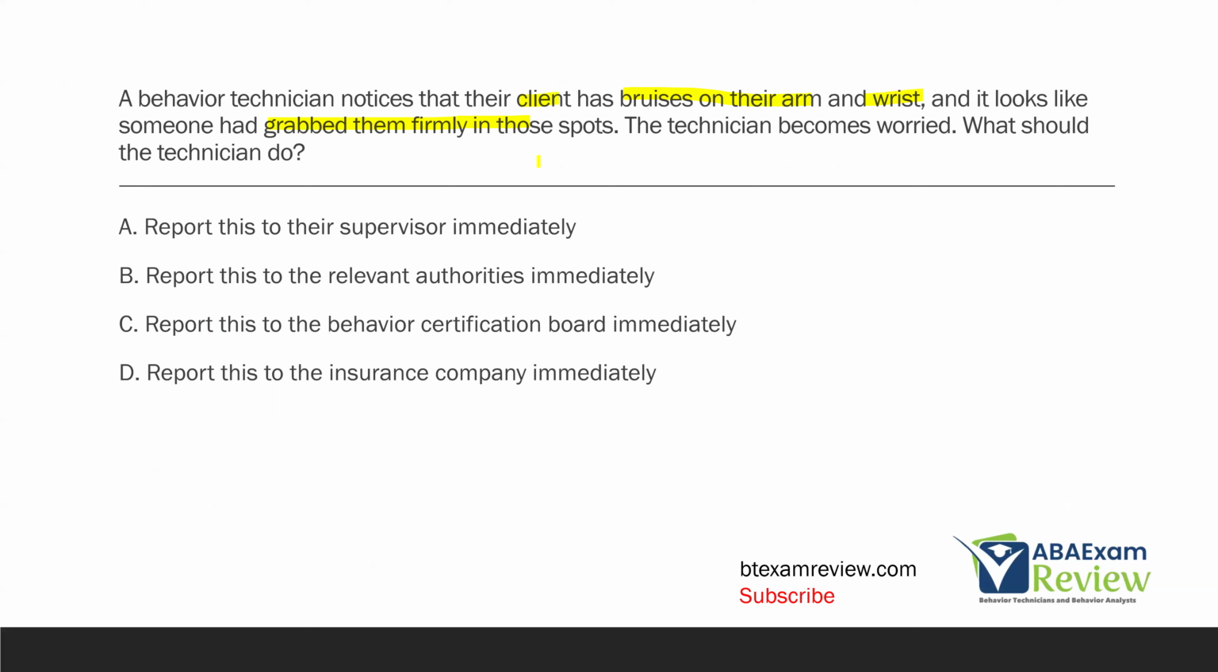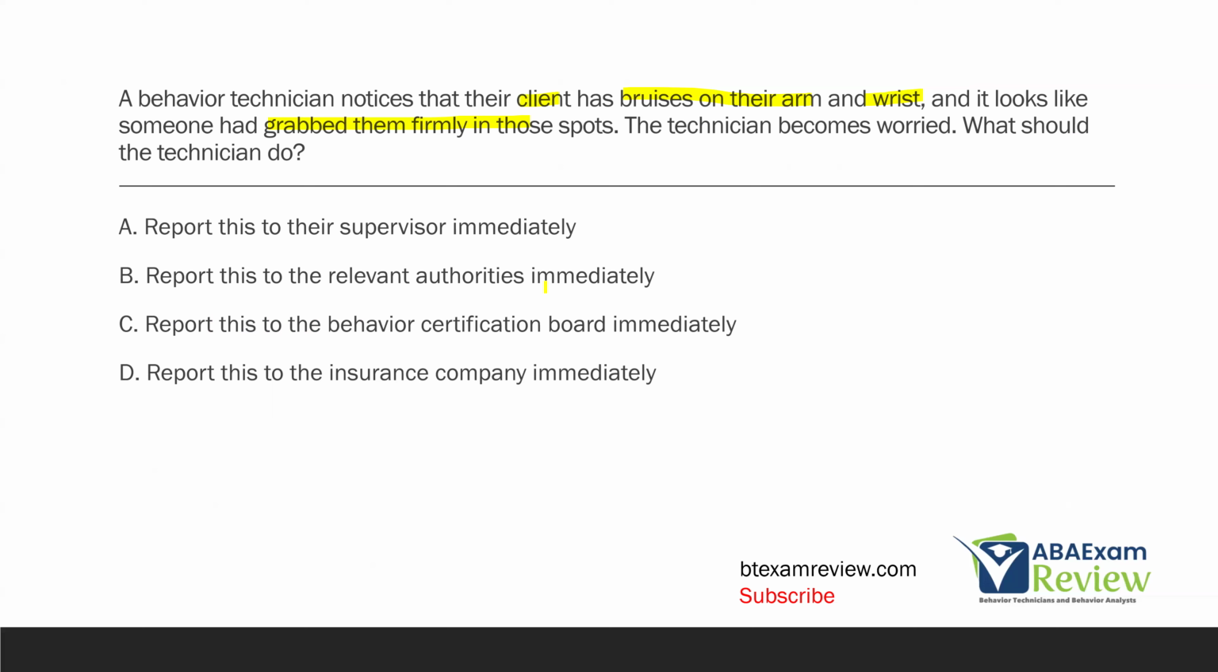So in this case, as a technician, what's the best course of action? A, report this to the supervisor immediately. Yes, we're not there yet where they should go immediately to authorities. They didn't see it happen. They don't know how it happened. We don't even know if this has happened before. So yes, we're mandated reporters, but here we don't have a lot of information to go on. Should they tell their supervisor? 100%. You should tell your supervisor pretty much everything because you are a team and they need to know these things. But B, report this to relevant authorities immediately.